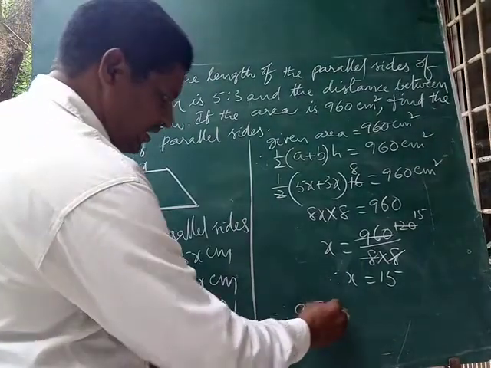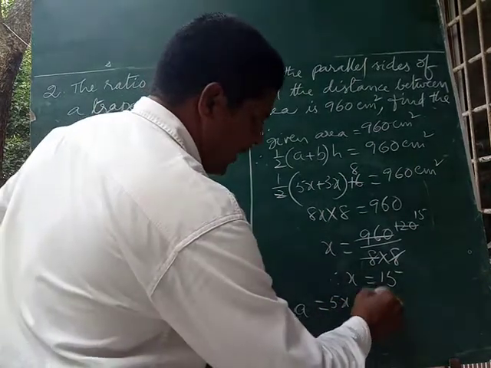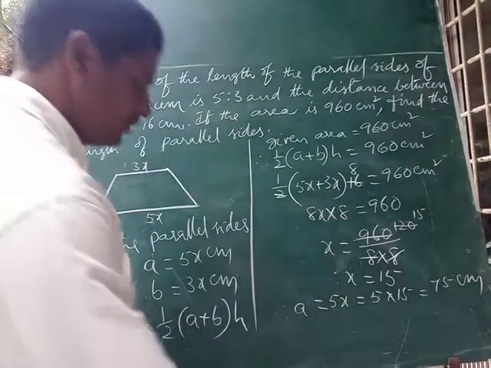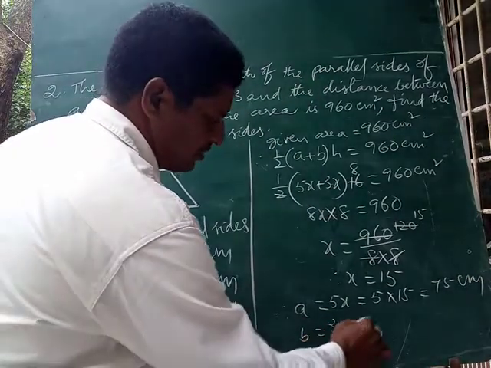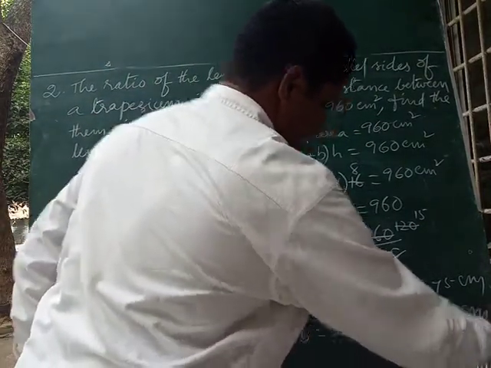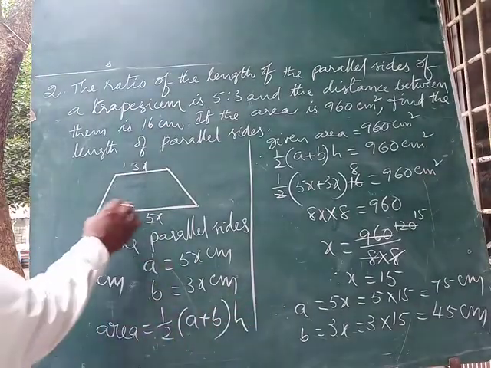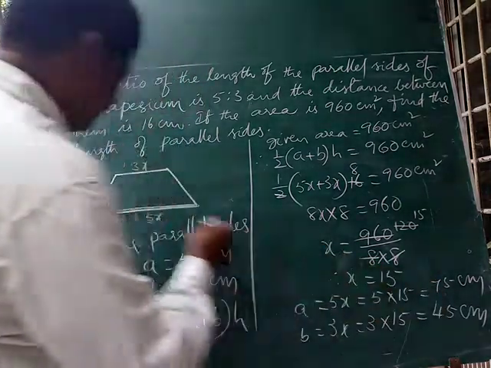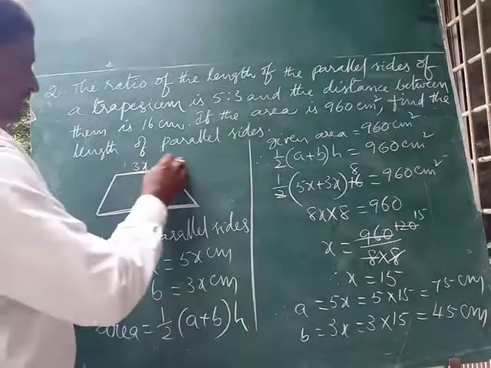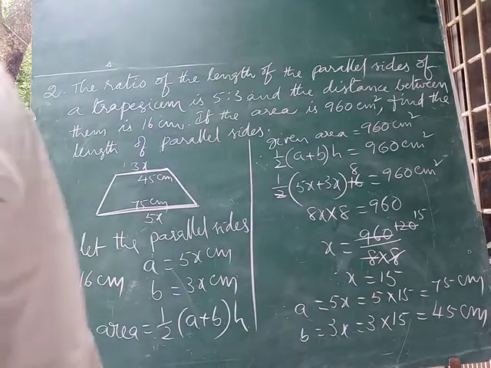Therefore, A equals how much? 5x. 5 into 15 is 75 centimeters. B equals 3x. 3 into 15 is 45 centimeters. A and B are the parallel lines. It means 5x is 75, so this is 75 centimeters, and 3x is 45 centimeters. That is the answer.